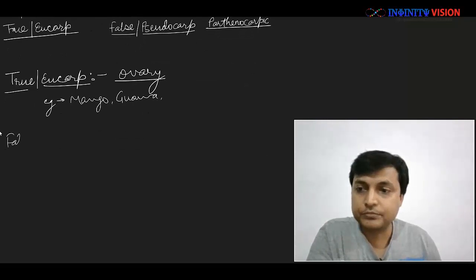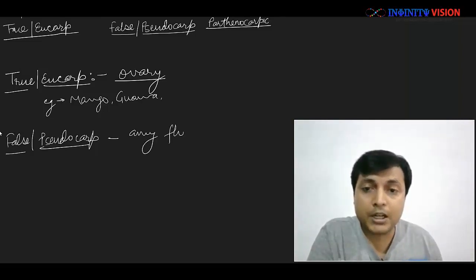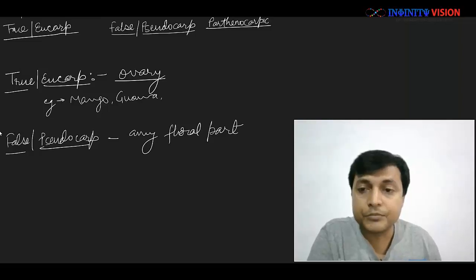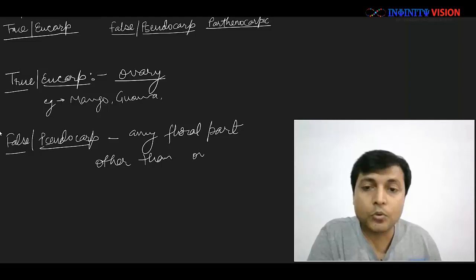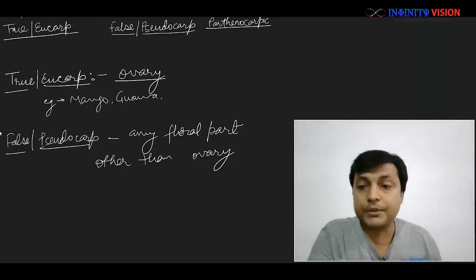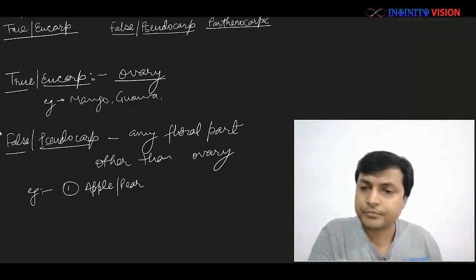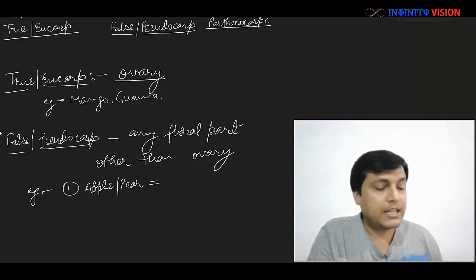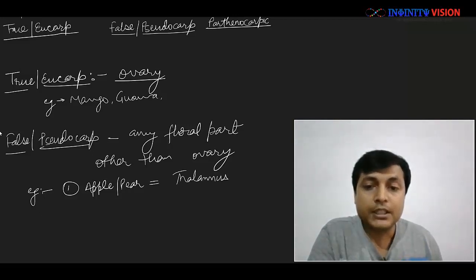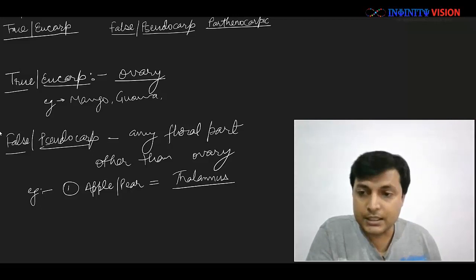What are false fruits? False fruits or pseudocarp. Well, if fruit develops from any floral part other than ovary, then we call it what? Pseudocarp or false fruit. For example, let's see apple, okay, or pear, right. These are the fruits that develop from thalamus, right. They do not develop from ovary, they develop from thalamus, hence they are what? False fruits, okay.